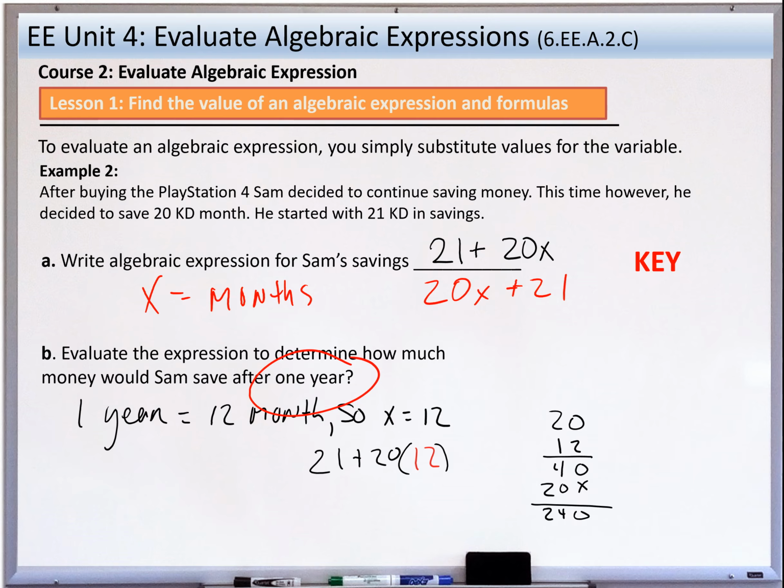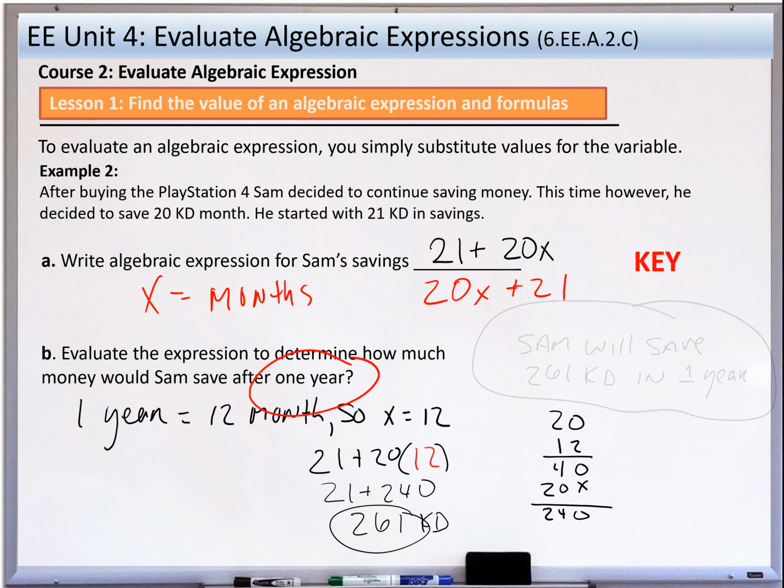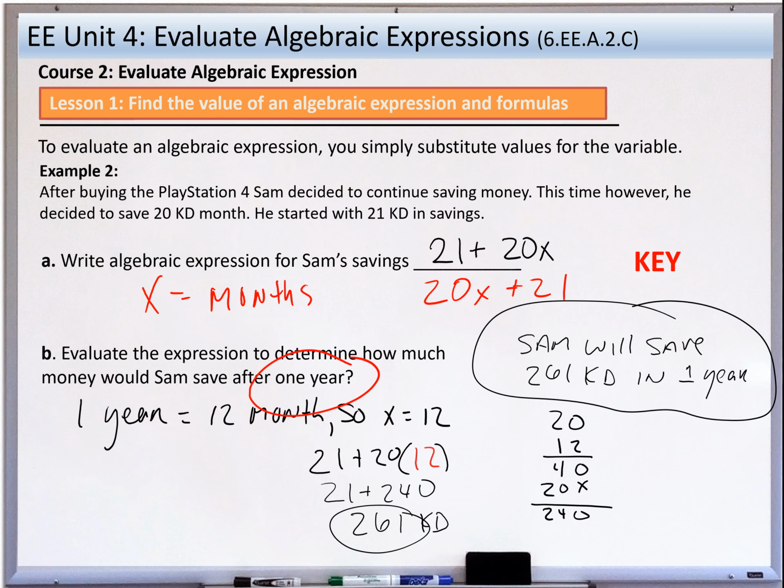12 times 20 is 240. So it's 21 plus 240, 261. So Sam will have 261 KD in the bank in 1 year.